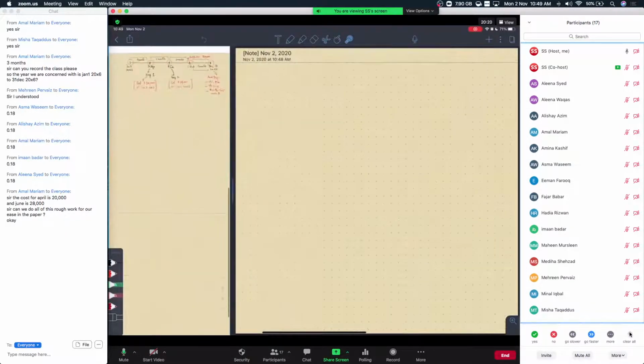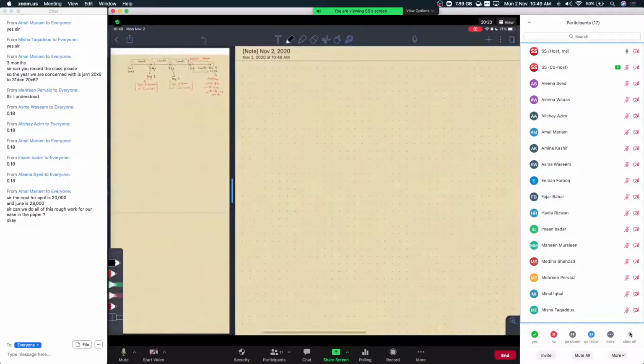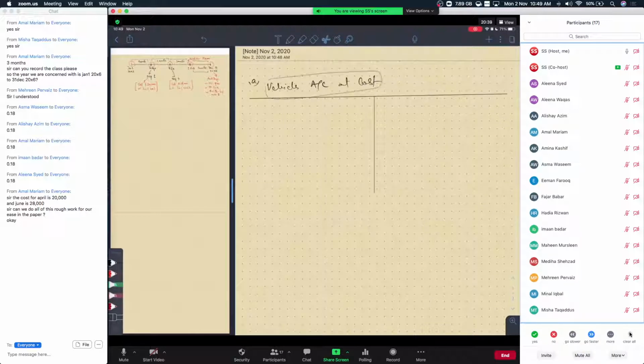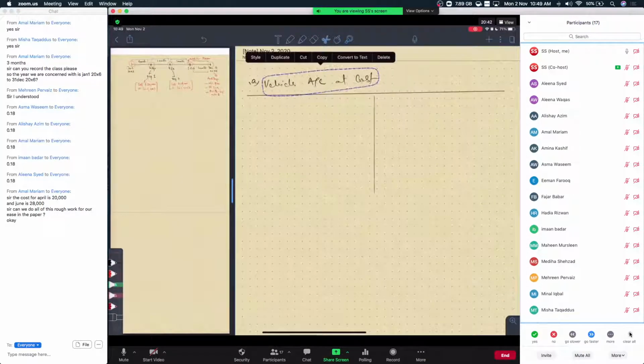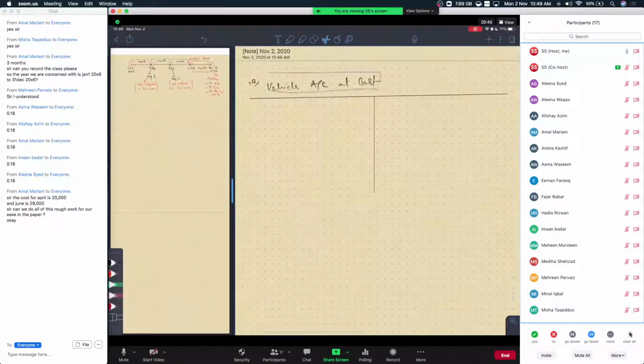So we are going to have part A, vehicles account at cost. So let's make it across the full length, right? Vehicles account at cost, and then vehicles provision for depreciation account. So provision for depreciation account for vehicles.